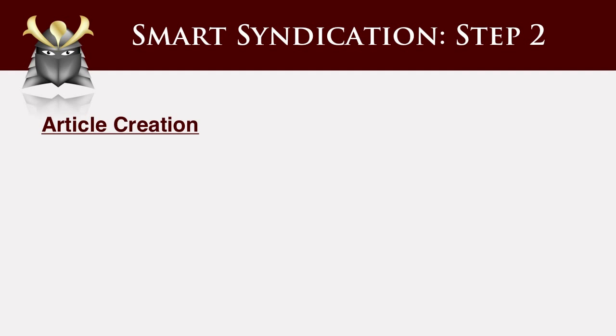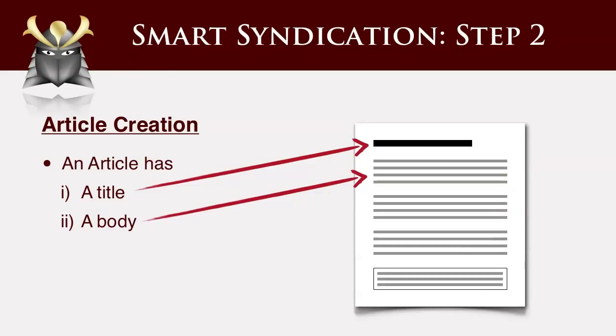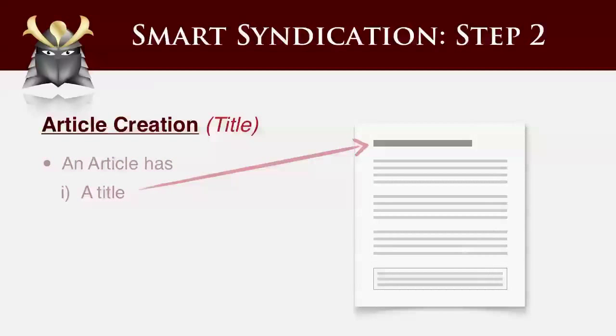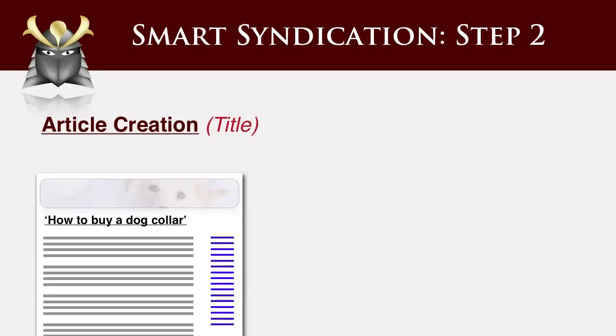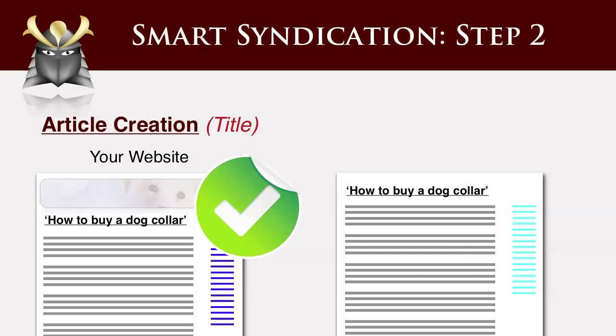For the purposes of article syndication, you can think of an article as having 3 different sections: a title, a body, and a resource box. Let's take a look at the title first. Many people make the mistake of putting their keywords in the title of the article that they are syndicating. Now let me just clarify. Putting your keywords in the title of articles that are on your own website is critical. It's one of the most important on-page ranking factors that you should utilize. However, the articles that you are syndicating are going to appear on other people's websites.